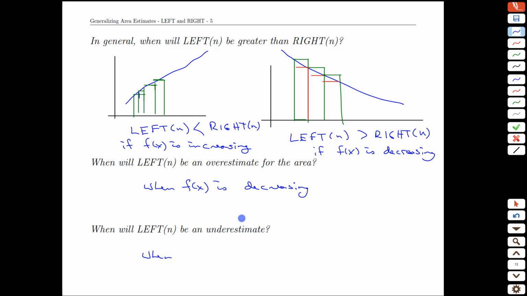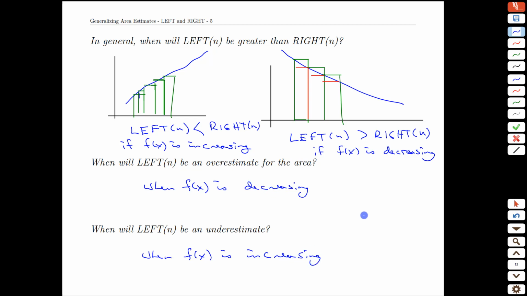And when would we get an underestimate using the left-hand rule? Well, when the function's going up, then again, each time we build a rectangle with a function that goes up, we're missing something when we build our rectangle from the left-hand side. And we can see that most easily again with a picture.